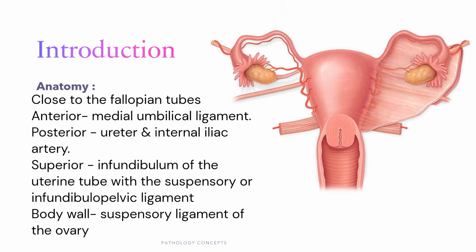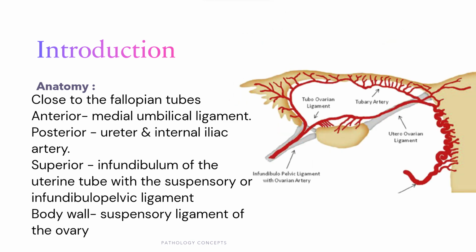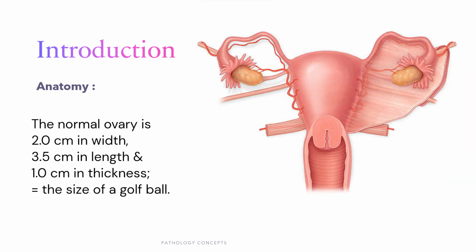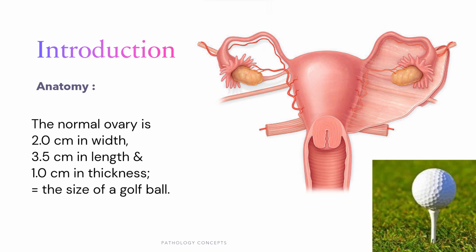The ovary is connected to the body wall by the suspensory ligament of ovary. Ovary has two ligaments. The suspensory ligament carries both the ovarian artery and vein as well as sympathetic and parasympathetic plexuses. The proper ligament of ovary is a remnant of the gubernaculum and does not contain any vessels. The normal ovary is 2 cm in width, 3.5 cm in length and 1 cm in thickness. It is comparable to the size of a golf ball.